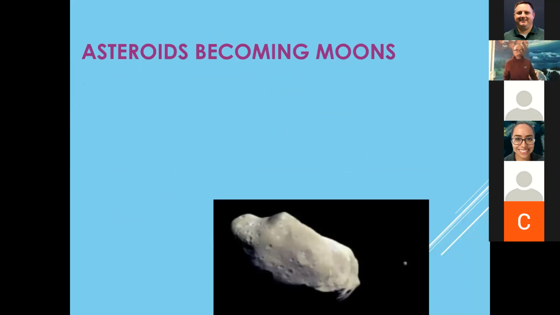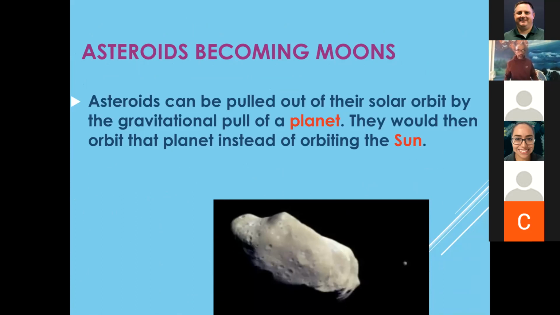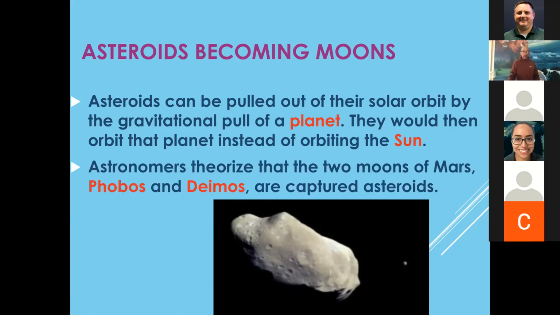Asteroids becoming moons. Because of asteroids being pulled out of their solar orbit by the gravitational pull of a planet, they would then orbit that planet instead of orbiting the sun. And at that point, astronomers theorized that they become moons. They also theorized that the two moons of Mars, Phobos and Deimos, are captured asteroids.